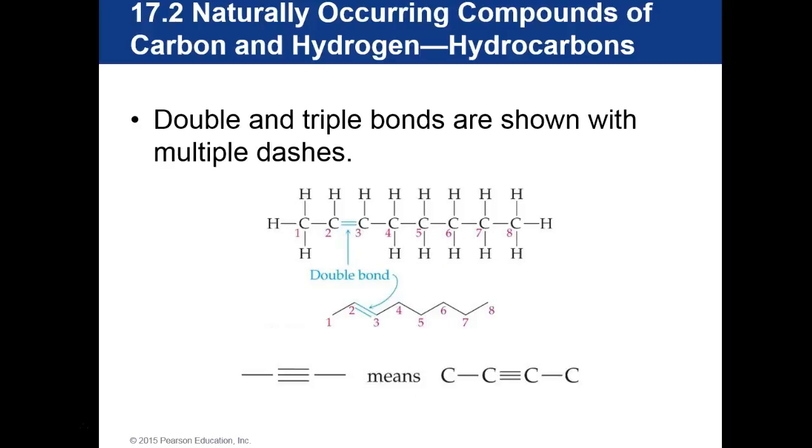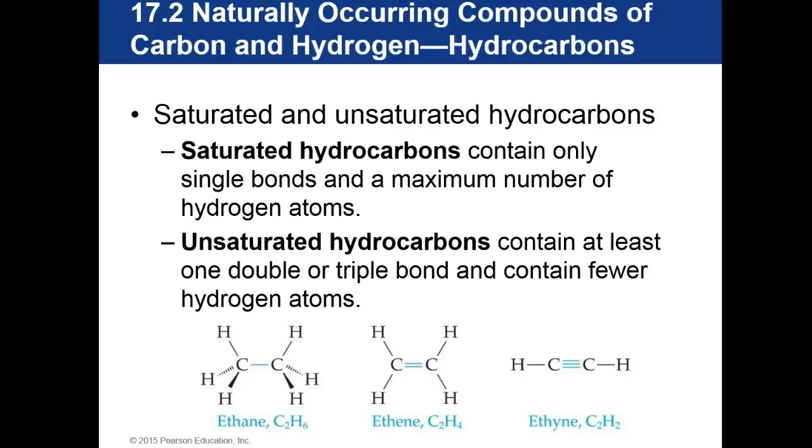Double and triple bonds are shown with multiple dashes. You can see a double bond here between these carbon atoms. Saturated hydrocarbons contain only single bonds and a maximum number of hydrogen atoms. Sometimes we have unsaturated hydrocarbons, which contain at least 1 double bond or triple bond and contain fewer hydrogen atoms. Here's an example of ethane with a single bond, ethene with a double bond, and ethyne with a triple bond.